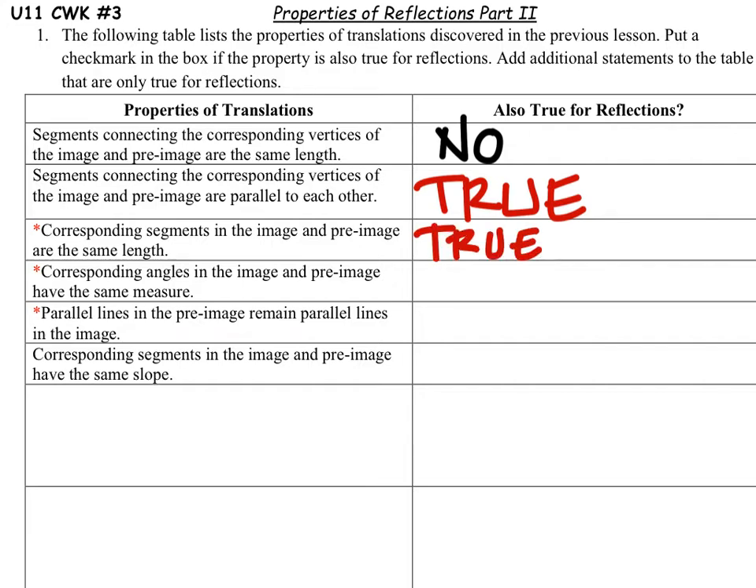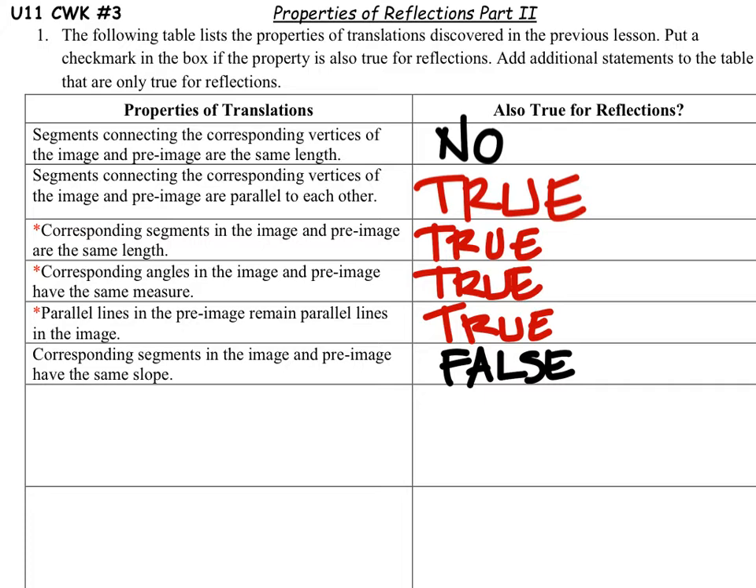Corresponding angles in the image and pre-image have the same measure. That also is true. Alright, parallel lines in the pre-image remain parallel lines in the image. That also would be true. Alright, corresponding segments in the image and pre-image have the same slope. No, that's not true. From what we learned last time, it's usually that the slopes become reversed. I think it was just opposites. Yeah, I think that's right.